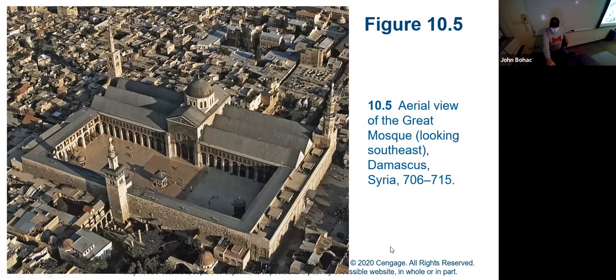And so what happens? We start to see mosques as we know them start arising. This is in Damascus, Syria, a little farther east and a little bit north of Jerusalem. And here is a plan that will be replicated in many respects around the Islamic world.